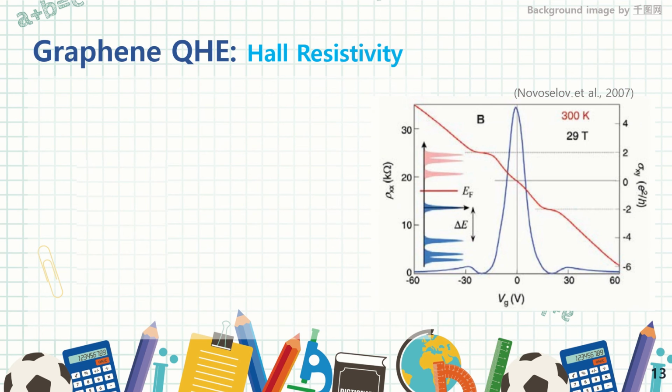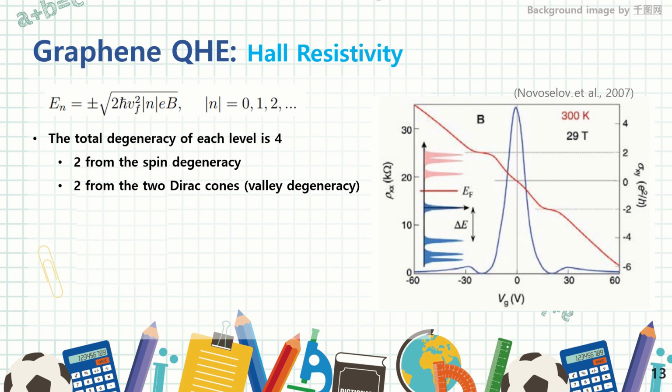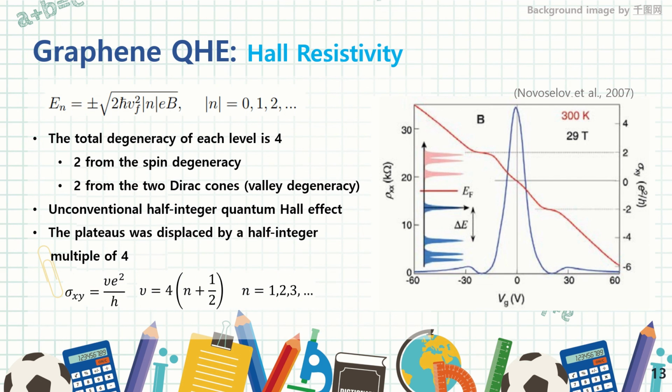From the calculation of the Landau levels of graphene in the previous slide, we can see that the total degeneracy of graphene is equal to 4 at each energy level. This led to the unconventional half-integer quantum Hall effect, as the sequence of the plateaus of the transverse conductivity is displaced by a half-integer multiple of 4. This property of the quantum Hall effect in graphene has opened up a new prospect for developing a graphene-based resistance standard and novel quantum devices working at elevated temperatures.